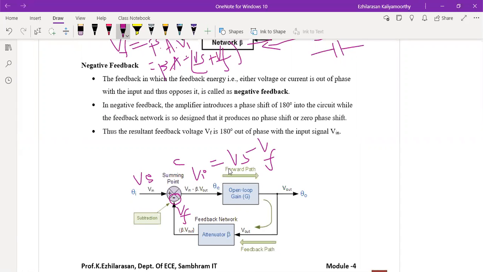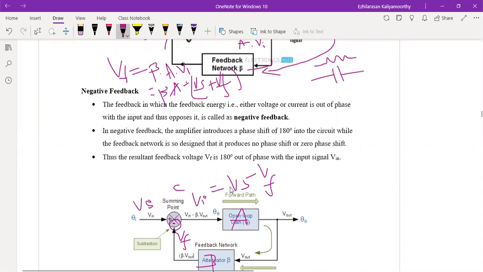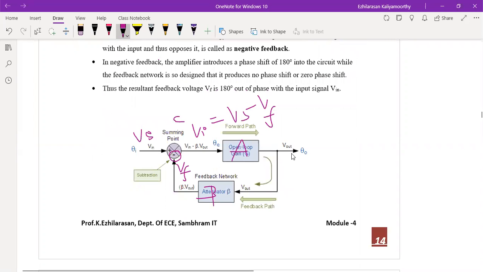So here, this is the open loop gain. This G, or sometimes we call it A, is nothing but the open loop gain. The attenuation network, I can call it the feedback network beta. That is the feedback gain.